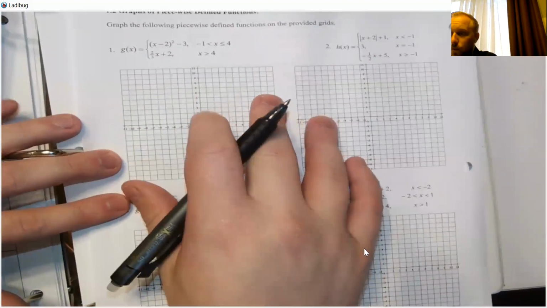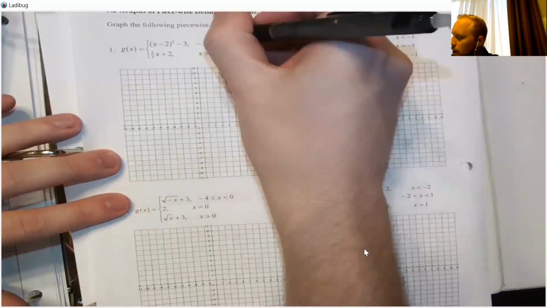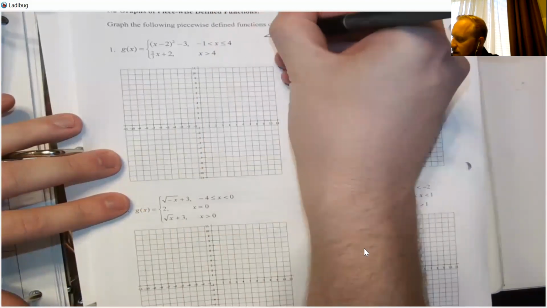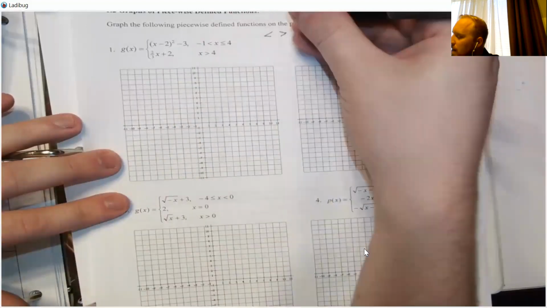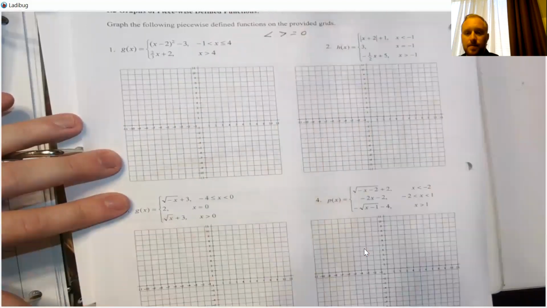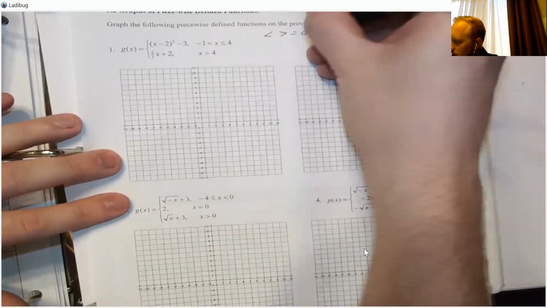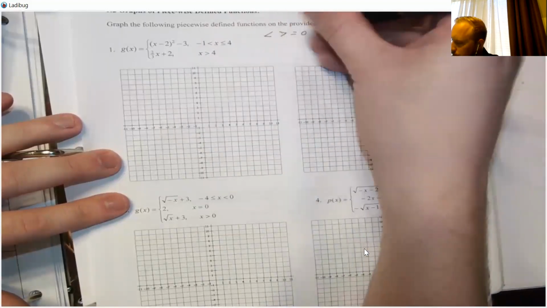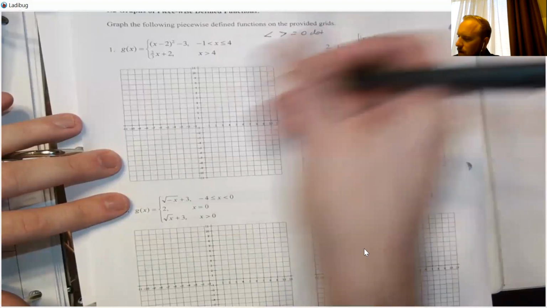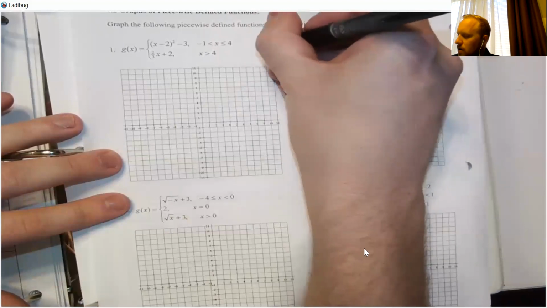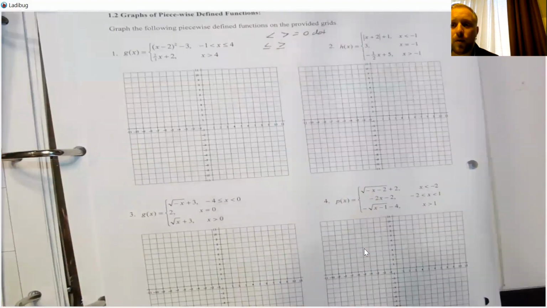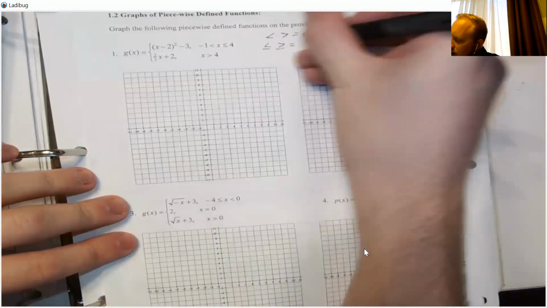Now, there are a couple of things that we need to go over before we start getting into this. First of all, if you see a less than or a greater than, but there's no line underneath it, that means we have an open dot. Okay, open dot. If we have it with a line underneath it, that means it's less than or equal to or greater than or equal to. This means that we have a solid dot.